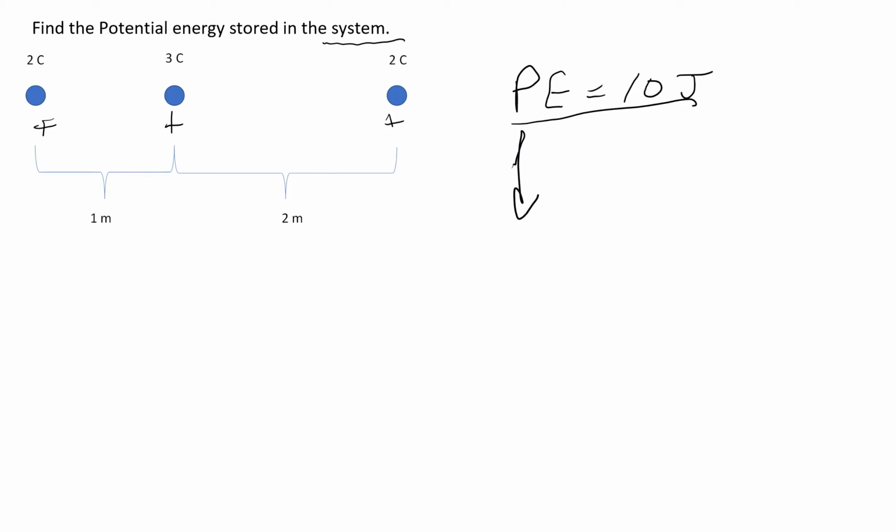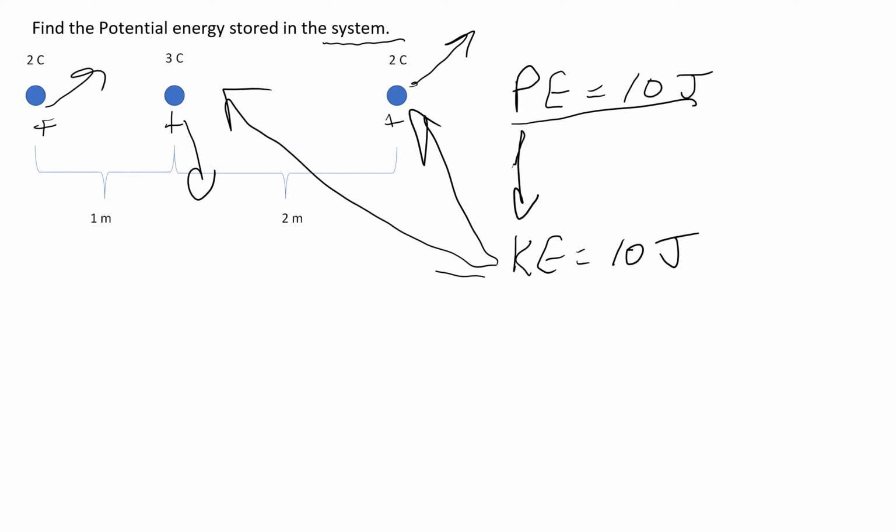Well, if all of this potential energy gets converted to kinetic energy, then I would have 10 joules worth of kinetic energy, and these guys would all be flying around at different speeds, and I could figure out how much speed each one had. How does the energy get distributed? Well, that depends not only on conservation of energy, but also on conservation of momentum.